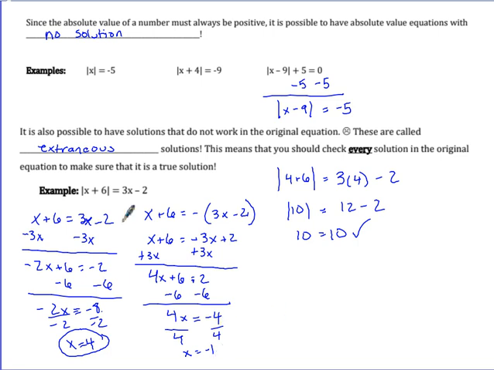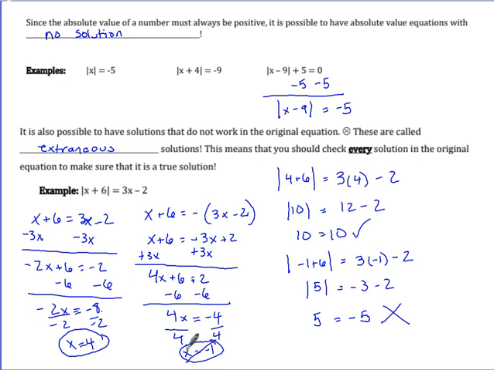Now I'm going to do the same thing with the x equals negative 1. So I have the absolute value of negative 1 plus 6 is equal to 3 times negative 1 minus 2. Negative 1 plus 6 is 5. 3 times negative 1 is negative 3. So the absolute value of 5 is 5. Negative 3 minus 2 is negative 5. This is not true. So that means that x equals negative 1 is an extraneous solution. It does not work. So this absolute value equation only has one answer. Alright, that's it for absolute value equations.